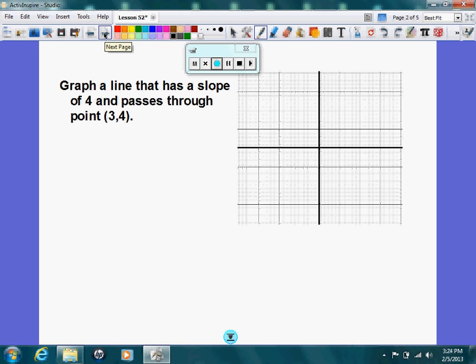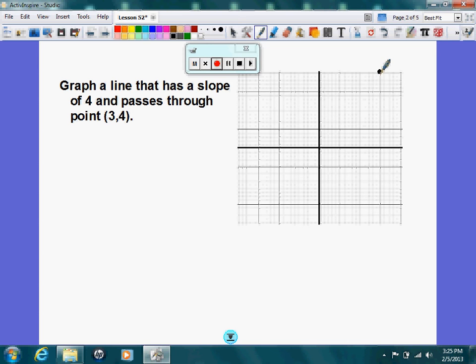Okay, now let's graph a line that has a slope of 4 and passes through the point 3, 4. So we need to locate the point first. 1, 2, 3, up 4: 1, 2, 3, 4. It would be right there. And it has a slope of 4. Now a slope of 4 means it goes up to the right.